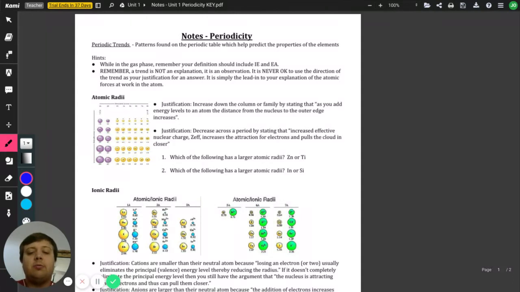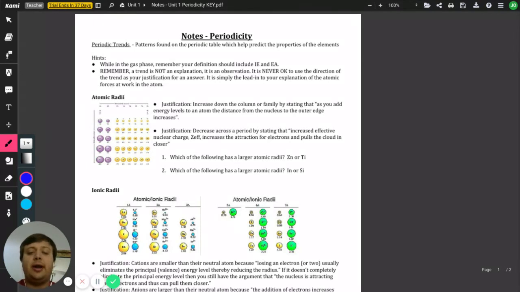So atomic radii. So this is really the size of an atom that we're talking about. Okay, so as I move across my periodic table or down my periodic table, my size is obviously going to change because I'm changing my number of protons and electrons and neutrons and energy levels and all those kinds of things. So let's talk about why that actually occurs.